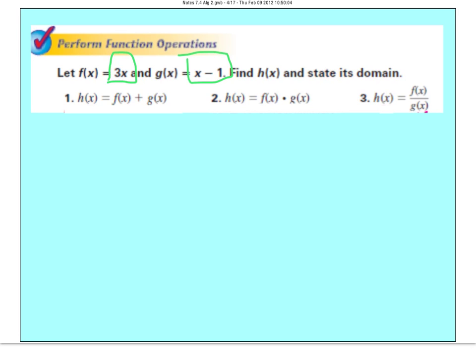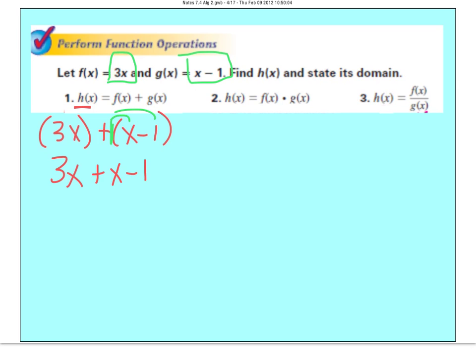So let's start with the addition. The h of x is f of x plus g of x. So I'm going to take f of x, and then I'm going to add g of x to it. Again, the parentheses just kind of fall out because what I end up doing, there's a 1 here, and you would distribute a plus 1, which means it's the same thing. Wrap it up by adding your like terms. 3x and 1x is 4x. This is adding now, minus 1. And that is our final answer.